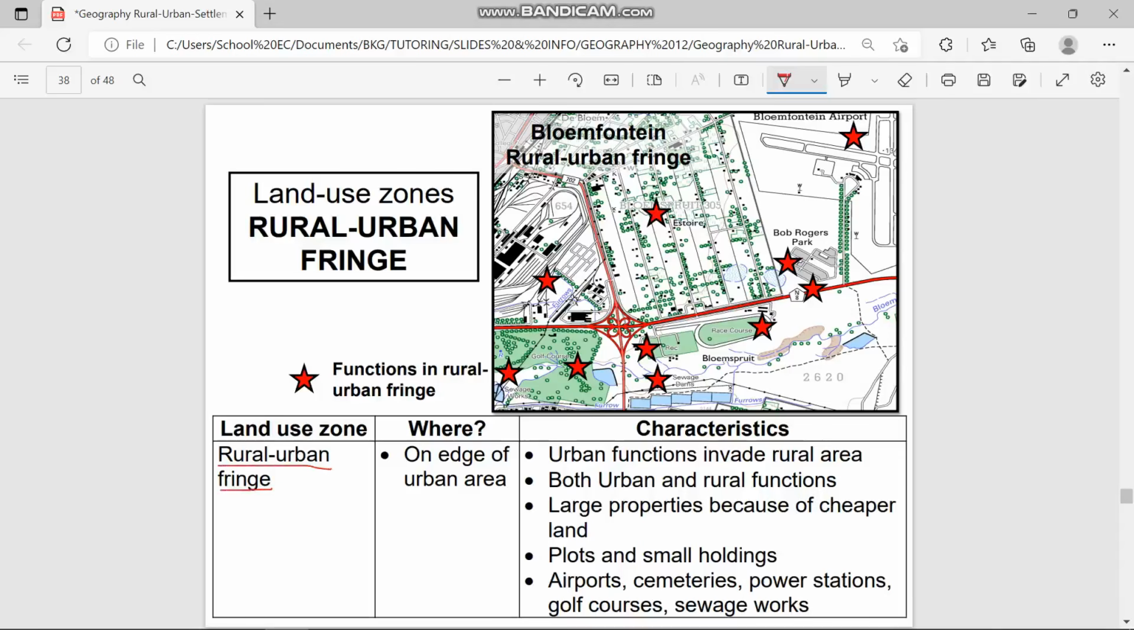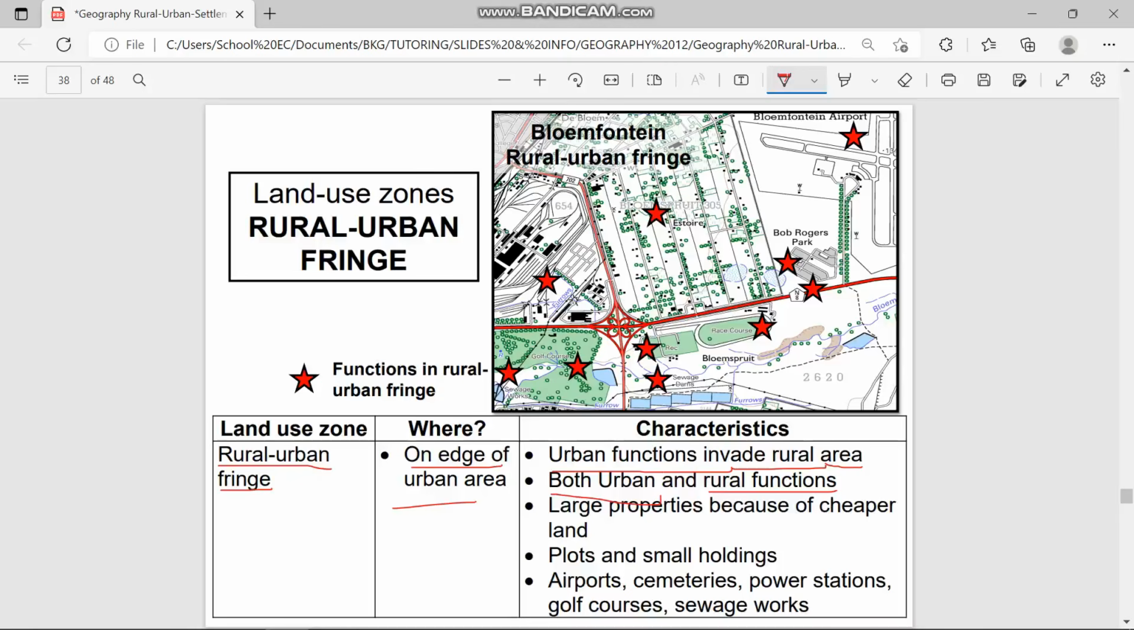We also have a map here that shows us rural urban fringe. The red stars are showing functions in rural urban fringe. You can find them on the edge of an urban area, far away on the edges of urban area, far away from the city. Characteristics of it: urban functions invade rural areas. This is whereby a rural area has become better now, having some urban functions. It has both rural and urban functions.